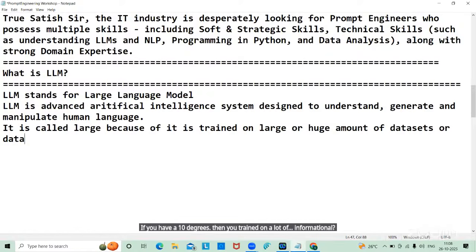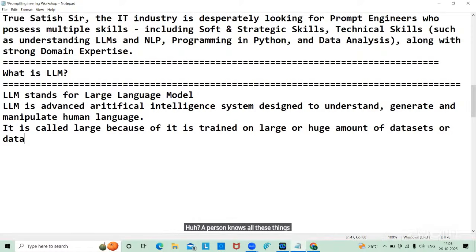Tell me, you have more degrees. You have more number of degrees. A person is having more degrees or more subjects. A huge amount of it means that person is trained on a lot of data, right? For example, a person knows Java, Python, C, C++, data structures. A person knows all these things.